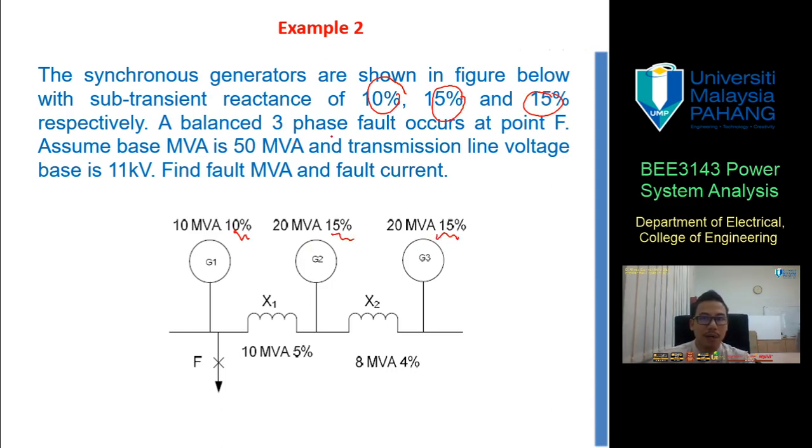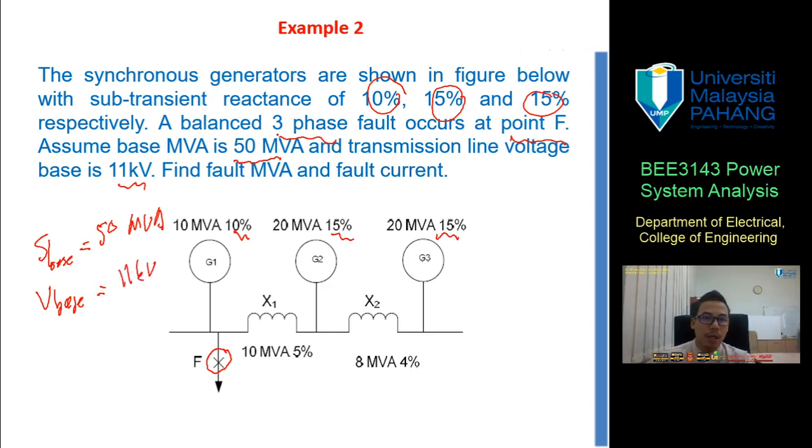A balanced three-phase fault occurs at point F. The balanced three-phase fault occurs at this point, where the fault happens. Next, assume the base MVA is 50 MVA and the transmission line voltage base is 11 kV. We know that already. The S base is 50 MVA and the V base here is 11 kV.